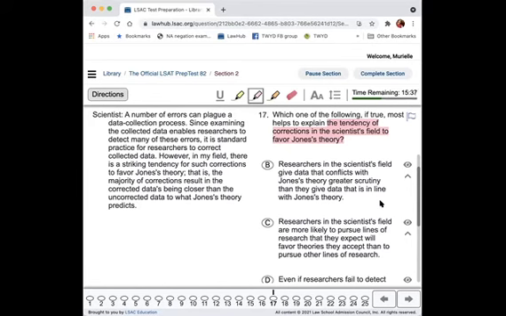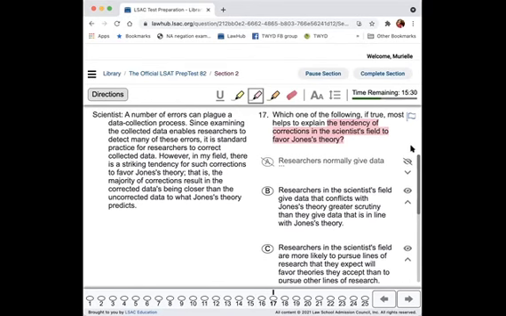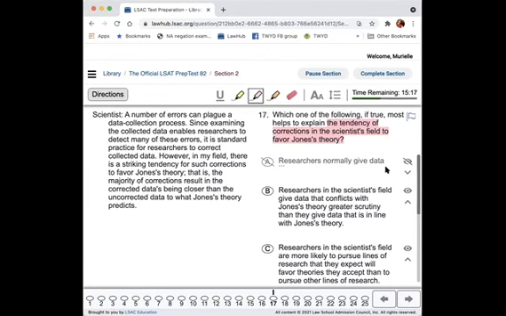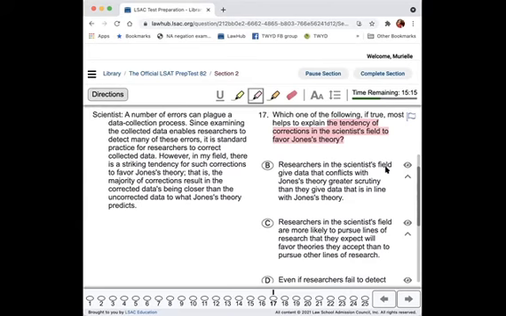Okay, so B, researchers in this field. Okay, so talking about this field specifically, that's another thing that A wasn't that great about. It talks about researchers normally rather than this specific field and Jones's theory in particular. So it's a little bit too general. B, researchers in the scientist's field give data that conflicts with Jones's theory greater scrutiny than they give data that is in line with Jones's theory.